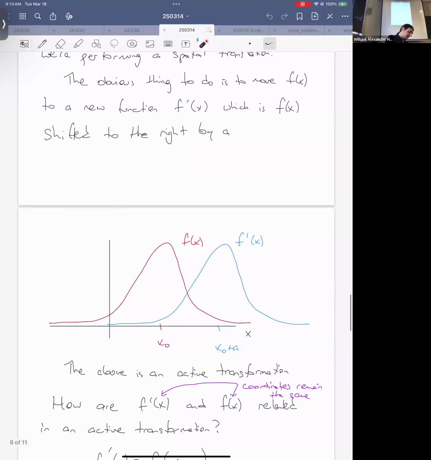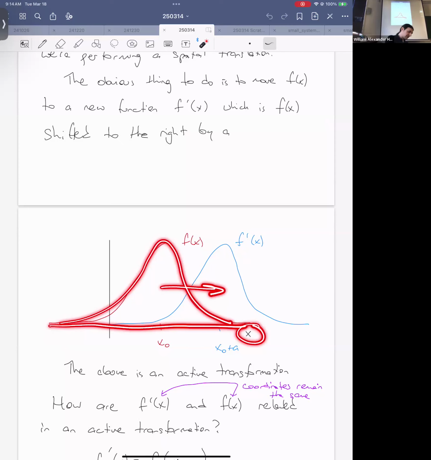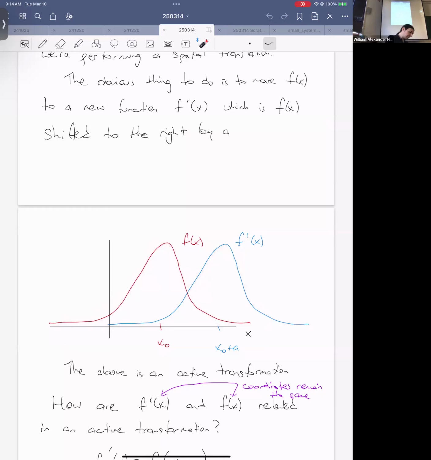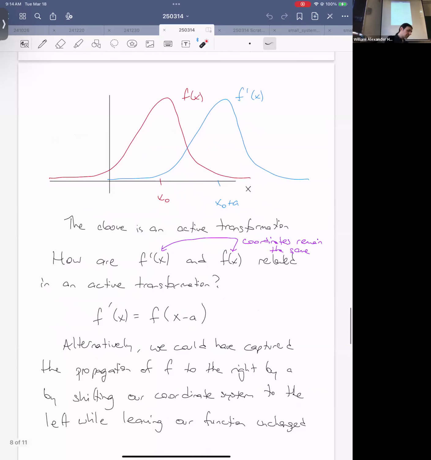The x is being the same, it's the same coordinate system, but the f is changed. So explicitly, now in our x coordinates, we have our original function f of x, and we now move it to the right by an a, such that now this is f prime of x. So the peak of f of x was at x0. Now the peak of f prime of x is at x0 plus a. It has been moved to the right by an amount a.